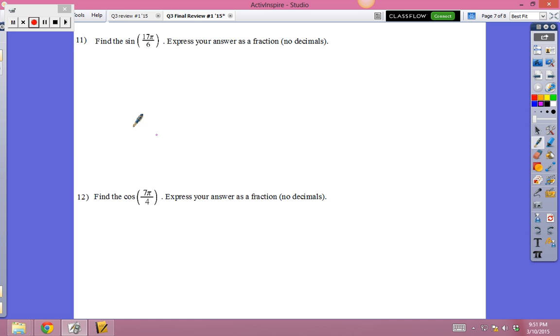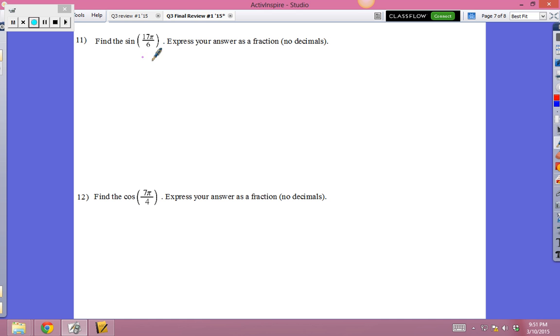Okay, 11. Find the sine of 17 pi over 6. 17 pi over 6, this is in radians, so we got to change it to degrees. So 17 pi over 6, let's times that by 180 over pi. So my pi's cancel. 180 divided by 6, that changes to a 1. And this changes to a 30.